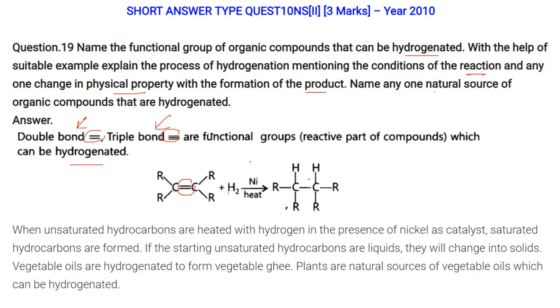When unsaturated hydrocarbons are heated with hydrogen in presence of nickel as catalyst, saturated hydrocarbons are formed. If the starting unsaturated hydrocarbons are liquid, they will change into solid. So vegetable oils are hydrogenated to form vegetable ghee. So we have hydrogen, we have nickel and heat. The plants are the natural sources of vegetable oils which can be hydrogenated.